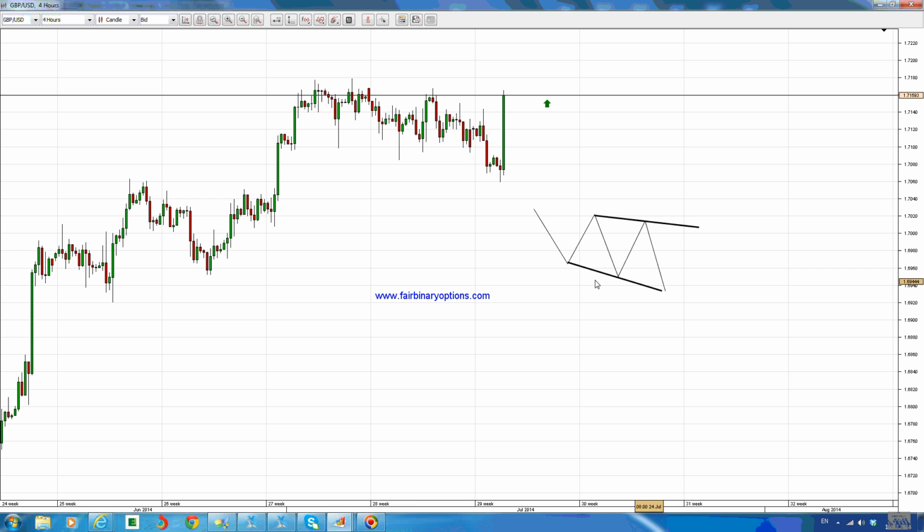Now the same pattern, we have it here in the sense that this would be our wave A to the downside, and then we have the B wave to the upside, either here or here, it doesn't really matter. Then the C wave, then the D wave, and then the E wave all the way here. And this would be the expanding triangle.